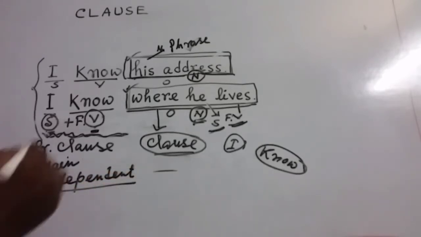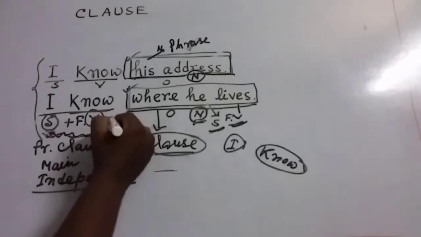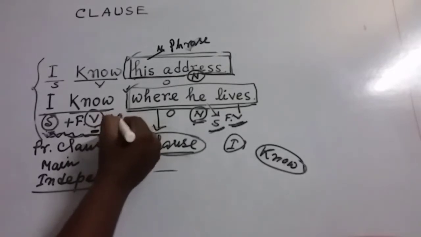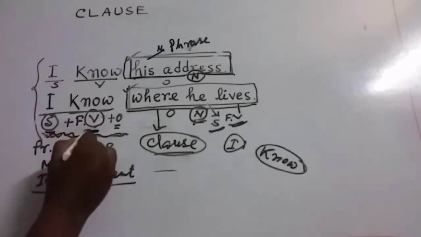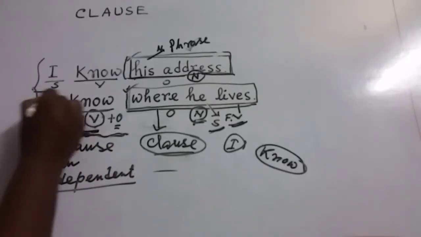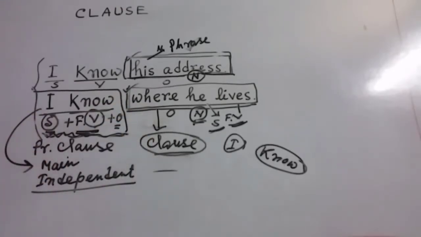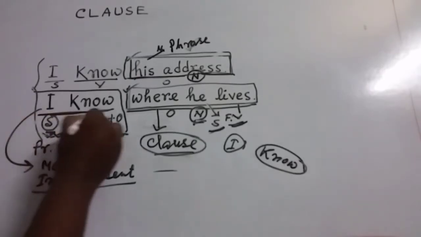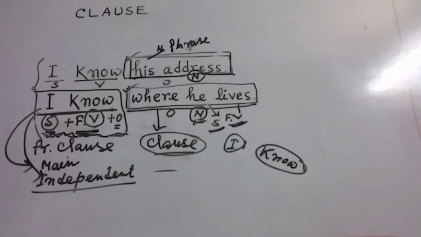That means this part where there is only the subject and finite verb, or there may be object or not, that's not the important thing. We will consider whether there is a subject or there is a finite verb, and if it has an individual meaning, at that time it will be called a principal clause or main clause or independent clause. That means the meaning of this group of words is independent, not dependent upon others.